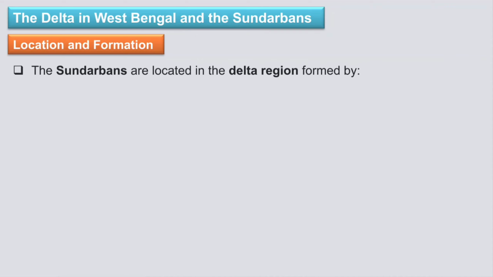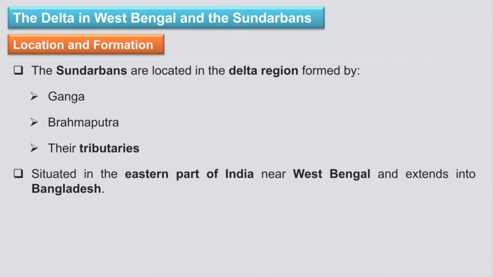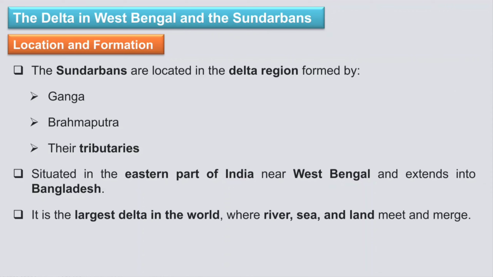Location information: the Sundarbans are located in the delta region formed by the Ganga, Brahmaputra and their tributaries. The Sundarbans, near Bangladesh, are situated in the eastern part of India near West Bengal and extend into Bangladesh. It is near West Bengal and extends up to Bangladesh, and it is the largest delta in the world where river, sea and land meet and merge. So this is the largest delta in the world where river, sea and land all meet and merge together.